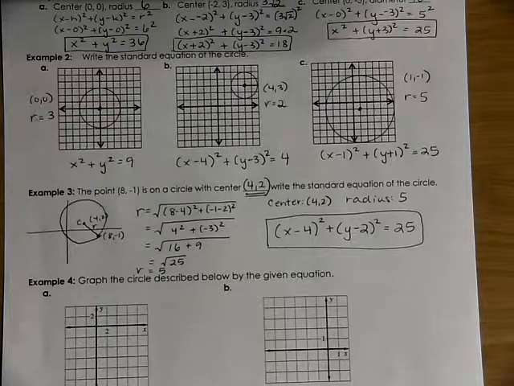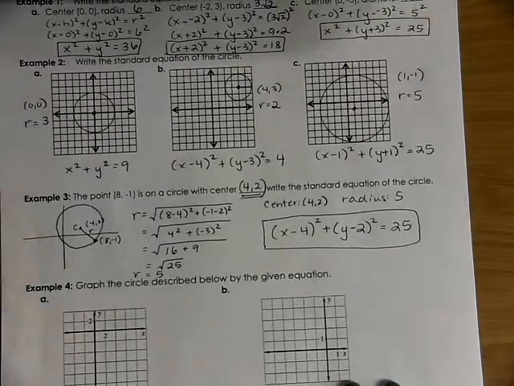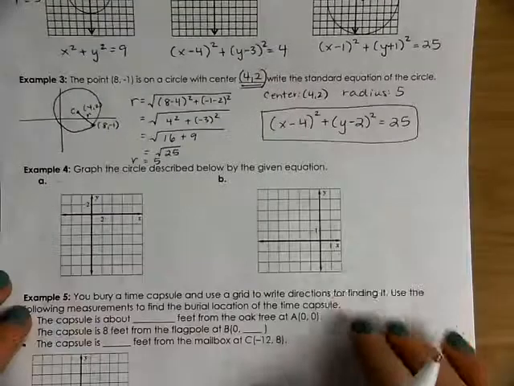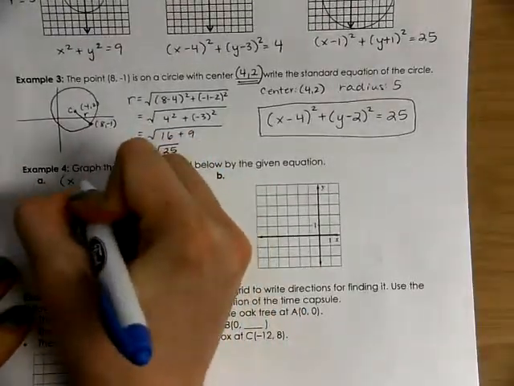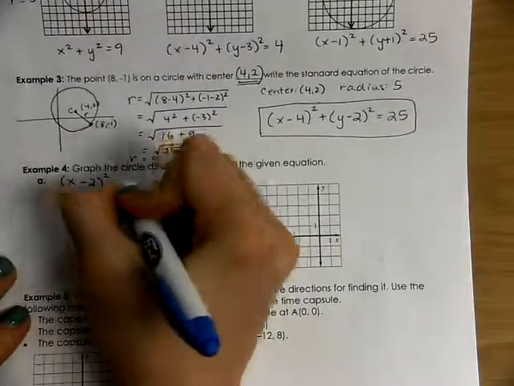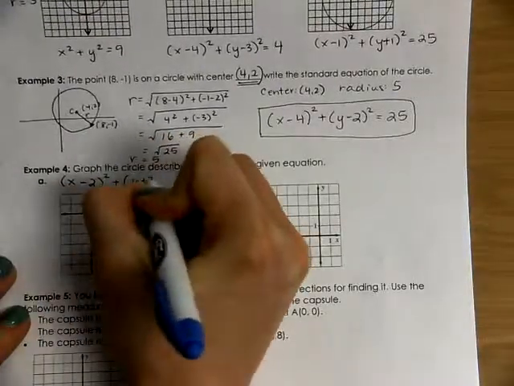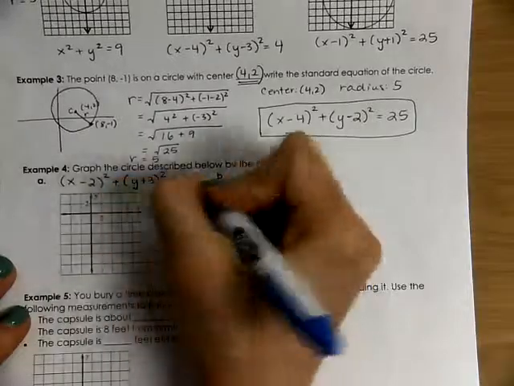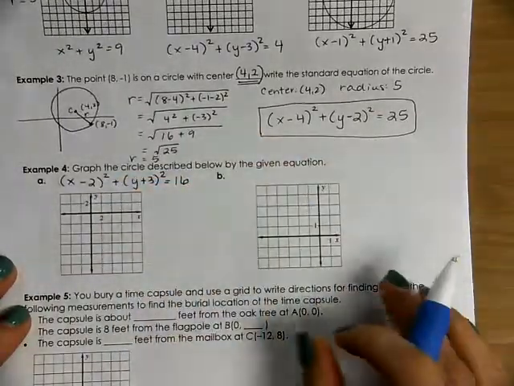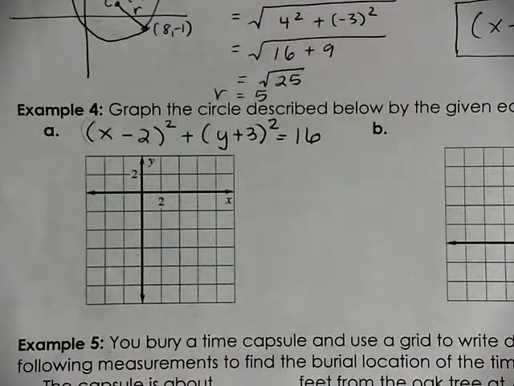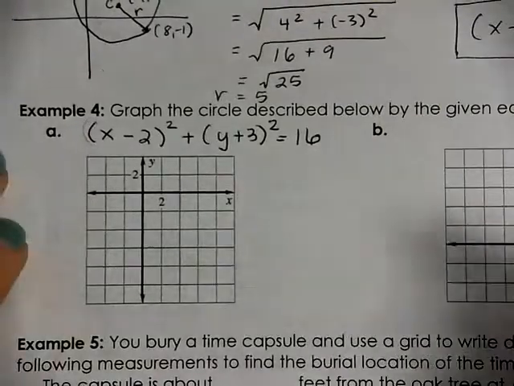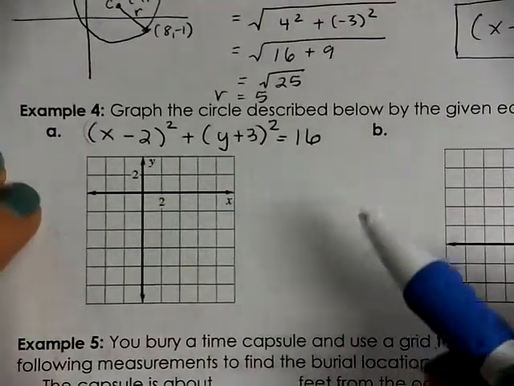All right. For the next one, I'm now going to give you an equation, and you are going to graph it. So for A, the equation is (x minus 2) squared plus (y plus 3) squared equals 16. Go ahead and try A on your own and think through, what does the equation give me and how am I going to graph from that? Go ahead and pause the video as you work on this. All right, when I graph this, I look at this. I know that I need the center.